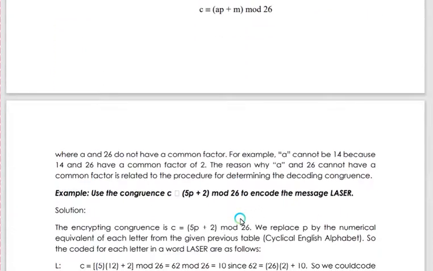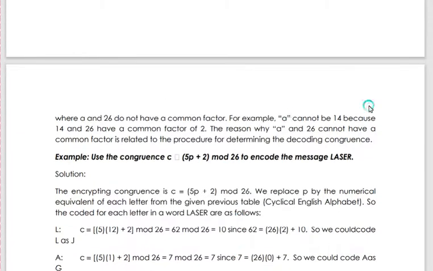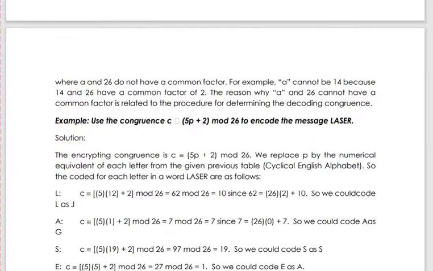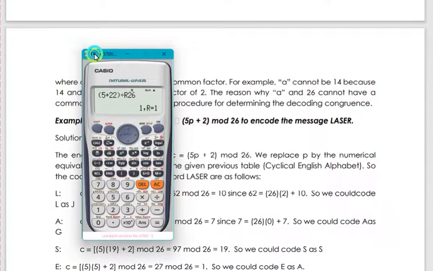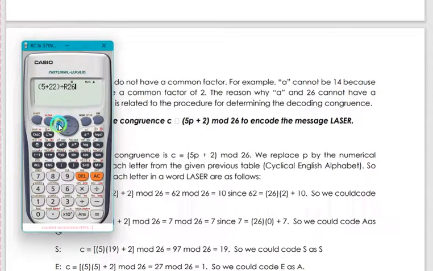So, there is another method that specifies the formula. So, we have this one. For example, you are given the congruence 5p plus 2 modulo of 26. So, you will decrypt or you will be given this. For example, 5p plus 22 mod 26 to encode the word laser. So, that means you just need to identify these values. So, we have, for example, the sample letter L for laser. So, we have 5p plus 2.